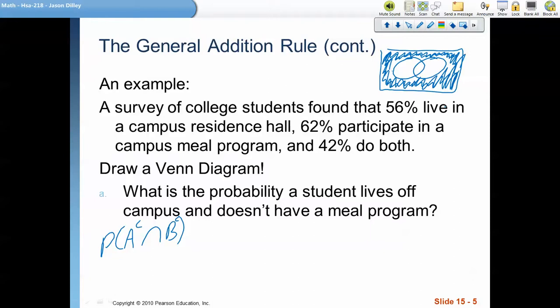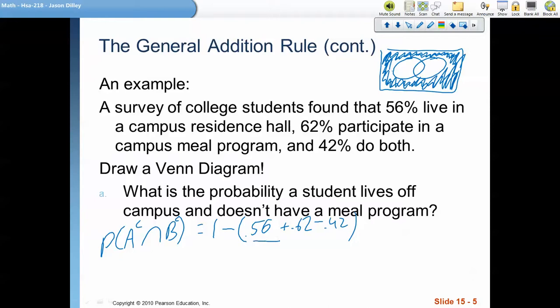Justin? So you're saying, do we do 1 minus 0.56 plus 0.62 minus 0.42? Right, that's the area of the circles. That's the thing that we found last time, right? If we take 1 minus that, we'll get everything on the outside because everything inside the rectangle is 1.